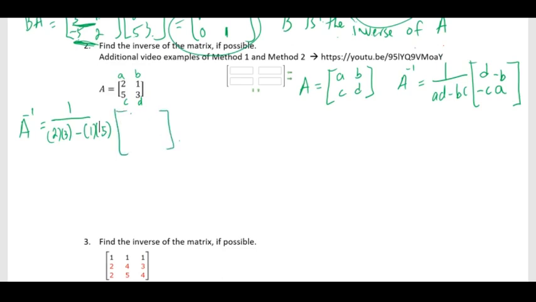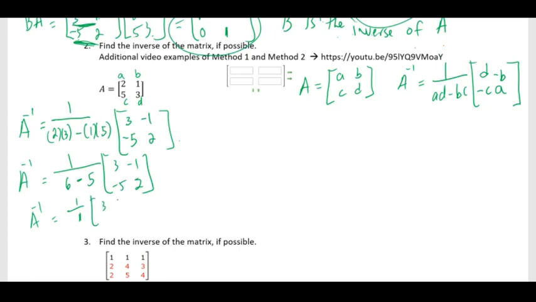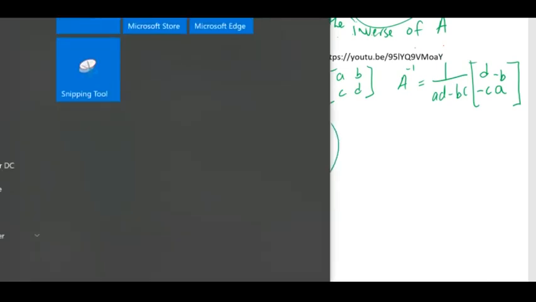And then we're going to switch the A and the D and switch the signs for B and C. So since B is positive and C is positive, we made them negative. 2 times 3 is 6. 1 times 5 is 5. And 6 minus 5 is 1. So 1 times the matrix here is just going to tell us that our inverse is 3, negative 1, negative 5, and 2.